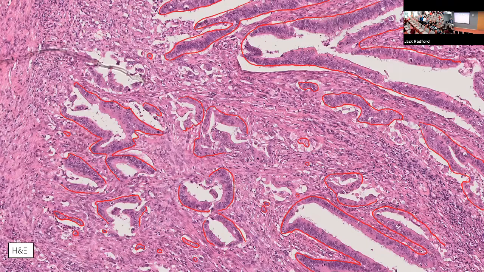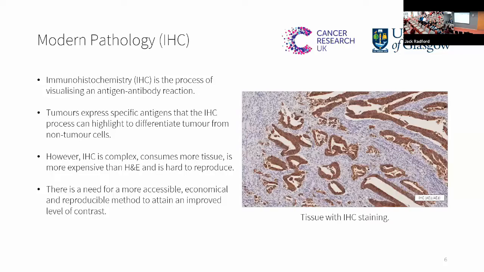So my point is that it's hard to do this on H&E alone, but once pathologists are well trained, they become quite expert at it. But even then, it can be hard to distinguish one cell type from another without more advanced methods.